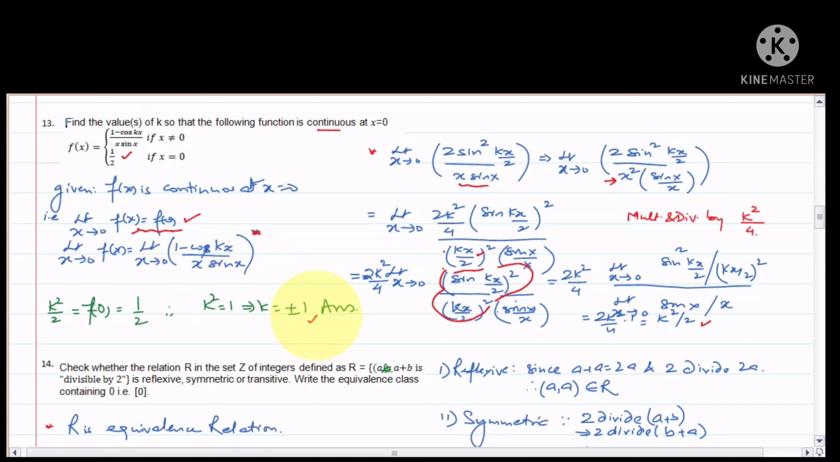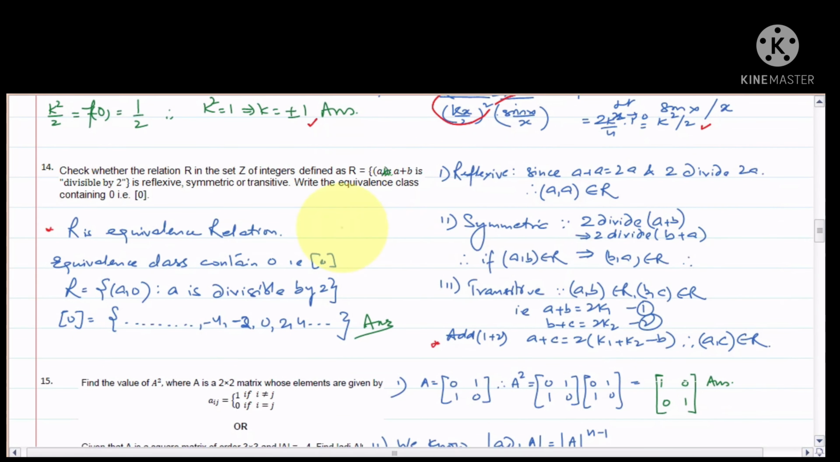This is the answer. Coming to question number 14, check whether the relation R in the set of integers defined by R is equal to (a, b) such that a plus b is divisible by 2 is reflexive, symmetric or transitive. And if it is all, we have to show it. Then we will be finding out the equivalence class containing 0.